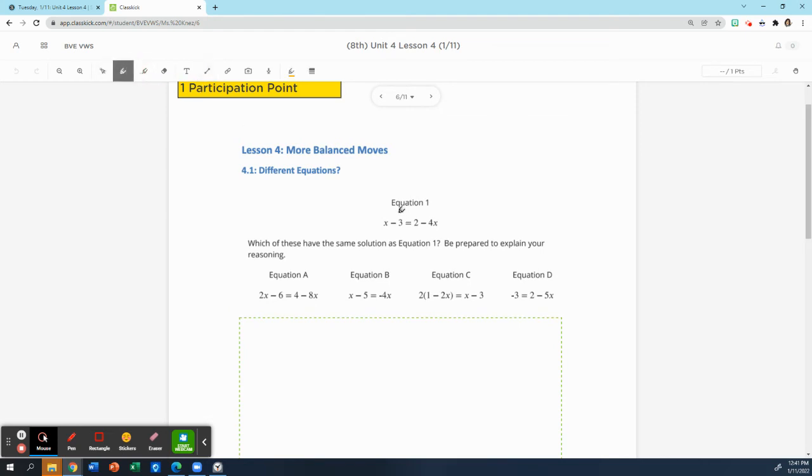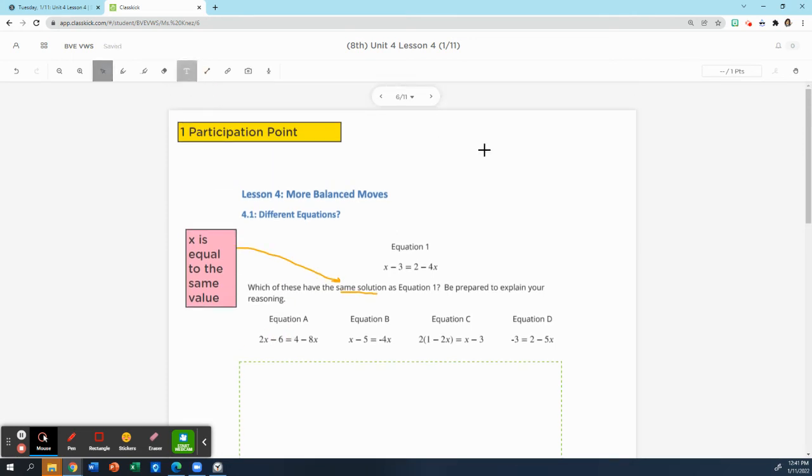Remember that phrase, solution, means that x is equal to the same value. So x has the same value. So for which equation does x have the same value? I would like you to pause this video and try slide 6.